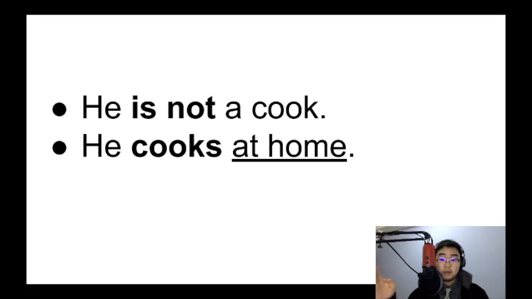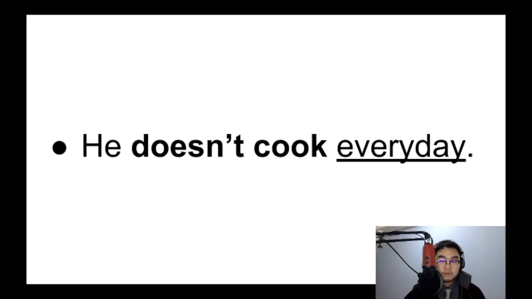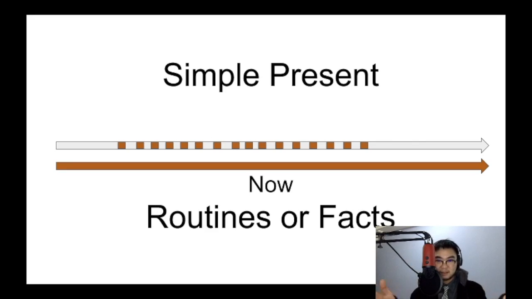Next, he is not a cook, but he cooks at home. He doesn't cook. He is not a cook. Or we can add in a little more, right? He doesn't cook every day. Maybe he cooks once a month, once a week, every other day, right? But not every day. Hopefully this diagram makes a little more sense now.